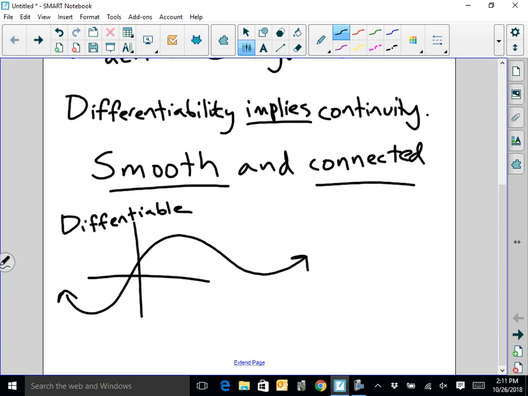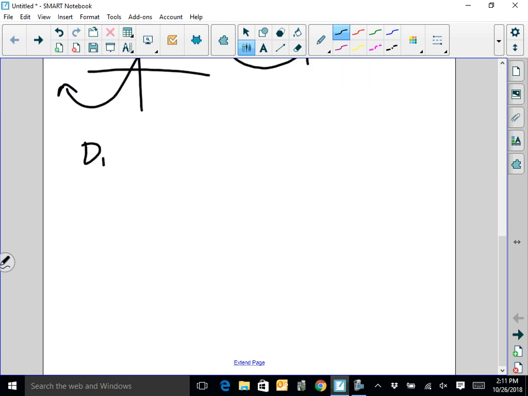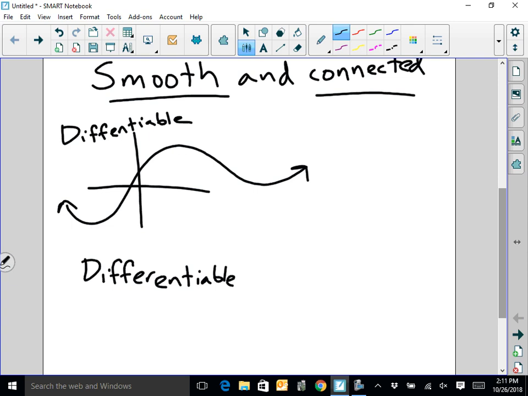Let me show you another differentiable graph. Again, going back to that, when I take a look here, I could easily do a derivative anywhere on this function. I can find a slope of a tangent line here, I could find a slope of a tangent line here, and here. I can find slopes of tangent lines anywhere on this graph, any point I pick. So again, that's what I mean by you can take a derivative anywhere.